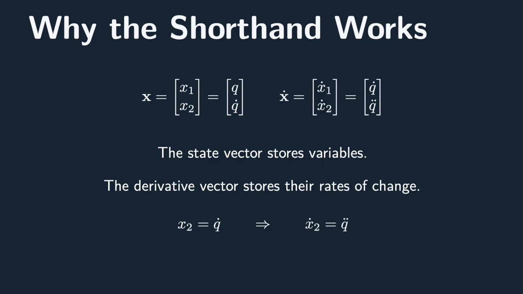This is why the shorthand x equals [q, q dot] does not break the idea that state space models are systems of first order ODEs. The model is still first order because the equations describe x1 dot and x2 dot as functions of the state variables. In short, x stores the variables and x dot describes how those variables change.